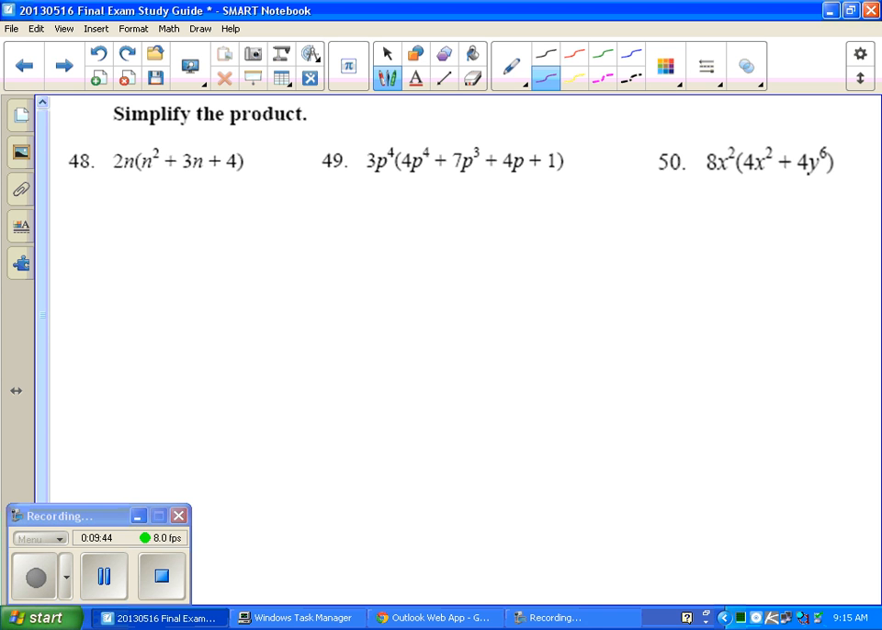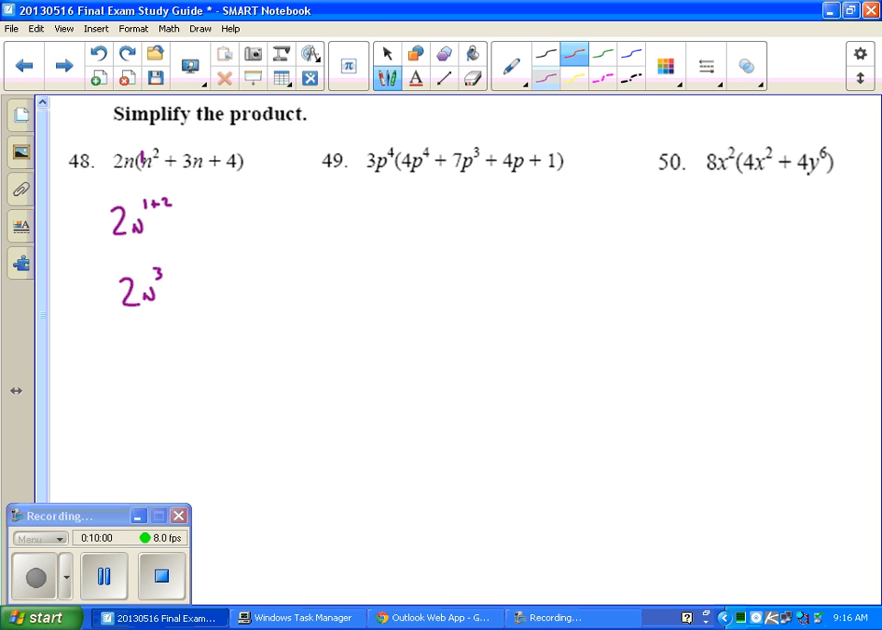Then we're simplifying the product for these. Now we're multiplying. So you multiply what's not the variable, so 2 times 1 in this case, and you add the exponents, n to the 1 plus 2. That would give us 2n to the third.